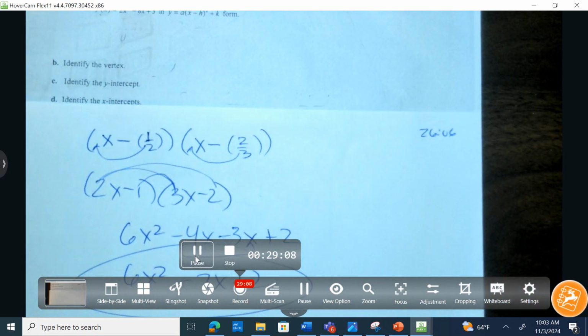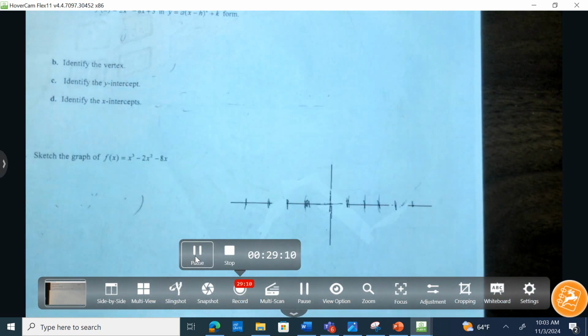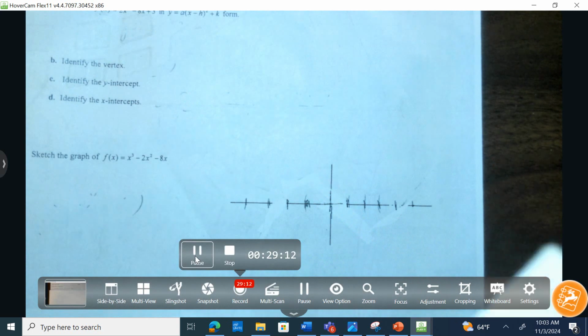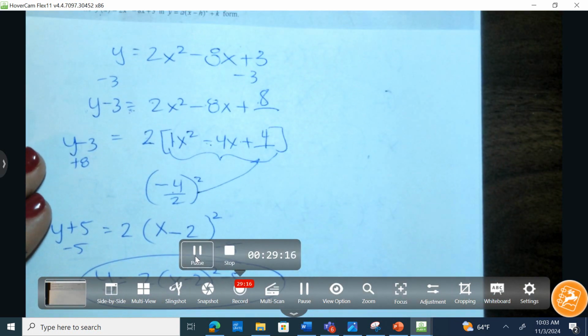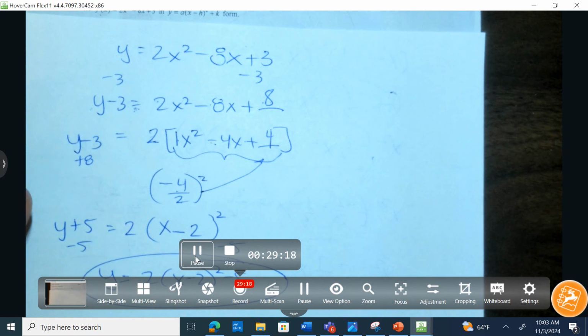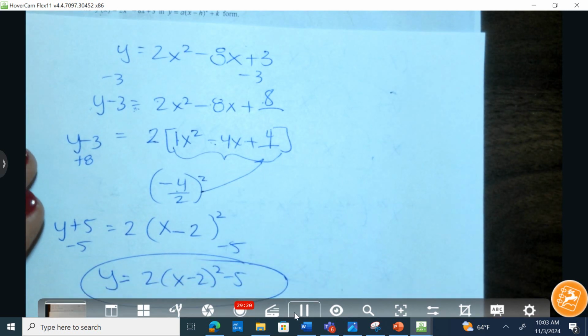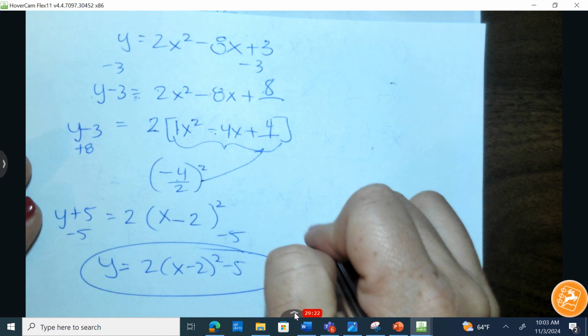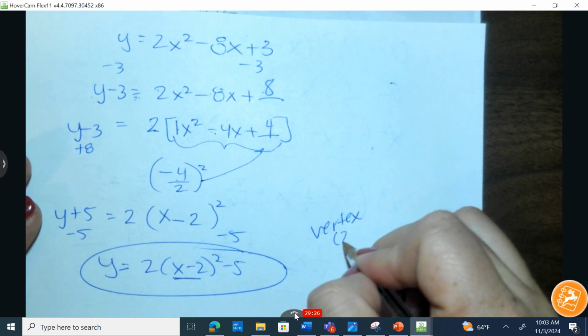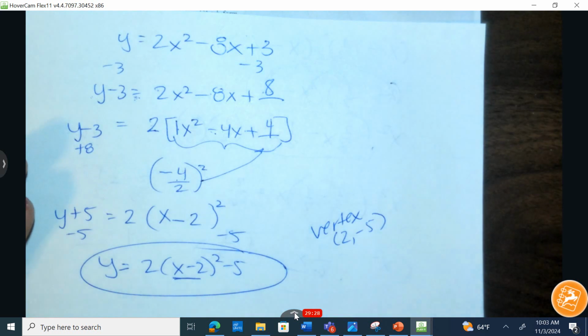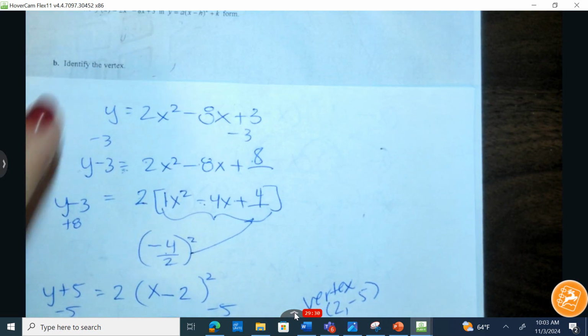We're going to identify the vertex. So the vertex, oh, got the wrong one here. Let me find, where are we? I think this is it. Yep, this is it. Okay, where is the vertex? Let me move this back down, sorry. The vertex of this is the opposite of the inside, so positive 2, and the same as the back number. That is the vertex. That is going to be part B.